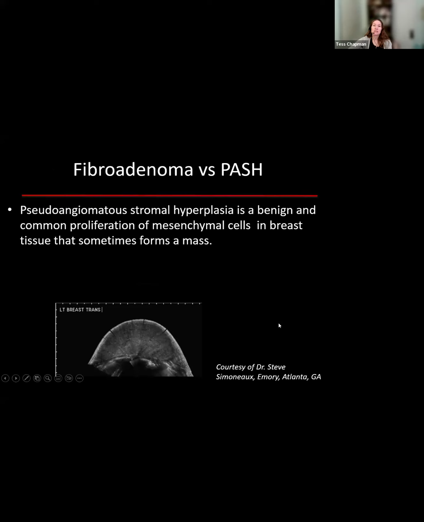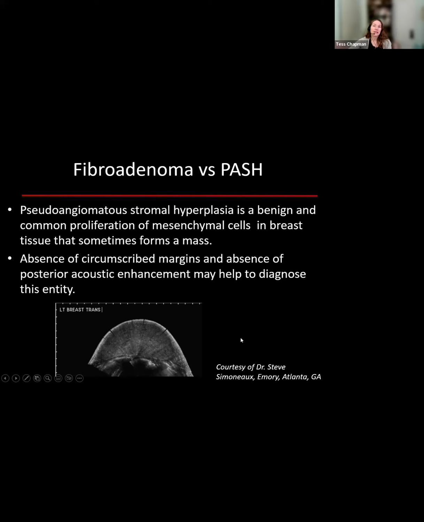The other differential consideration is PASH, or pseudoangiomatous stromal hyperplasia. It's a benign and fairly common proliferation of mesenchymal cells in the breast tissue, but sometimes, uncommonly, it forms a mass like this. And here you could see a very enlarged breast that is full of this stromal hyperplasia. The key is that there's absence of circumscribed margins and absence of posterior acoustic enhancement, and that might help you diagnose this entity. For management, definitely follow up. And if there's growth of it, then surgical resection is required with wide margins.